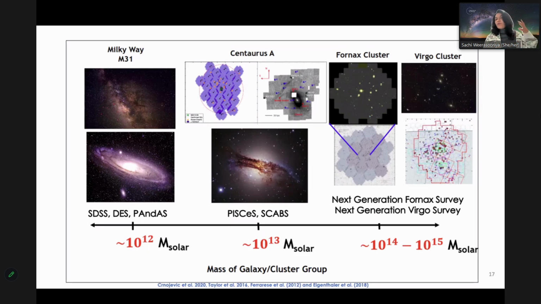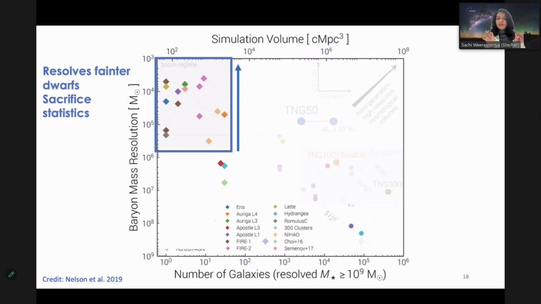So now we saw observational data from these different surveys and what we have. Let's now look at the scope of simulations that we have as of today. Now, this is a figure from Nelson et al. 2019. This shows the baryonic mass resolution on the y-axis, shown in solar masses. And on the x-axis, you can see the number of galaxies that resolve more than 10 to the 9 stellar masses. In essence, the y-axis shows the resolution.